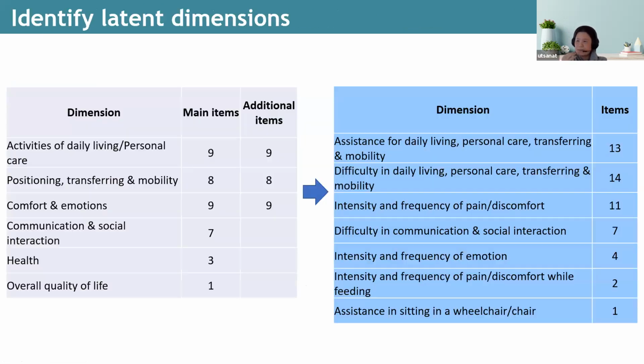All right, okay. Let's look at the preliminary results, the first thing after the factor analysis. On the left-hand side are the original dimensions. They contain altogether 63 items. As I mentioned earlier, we have the main items, and some dimensions have additional items as well. All of this made up 63 items from the original 6 dimensions. But after I tested the factor analysis, I came up with 7 latent dimensions with a total of 52 items.